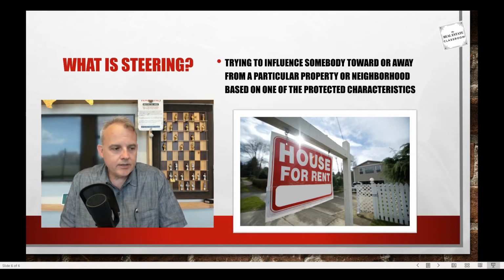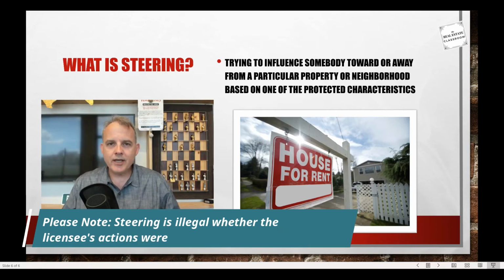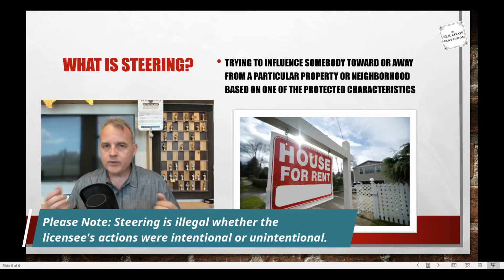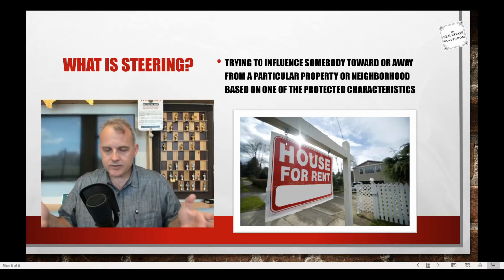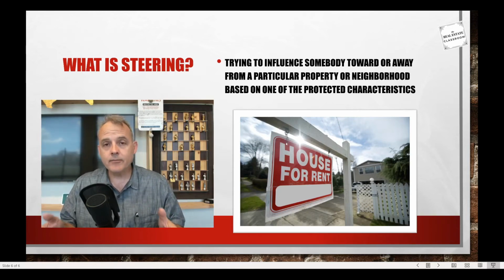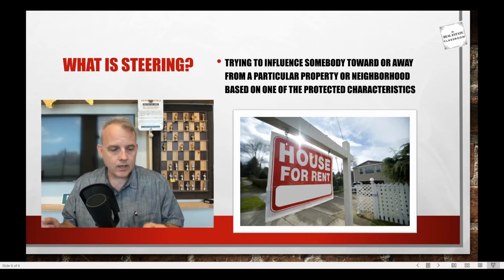And steering is not really uncommon because steering is a situation that happens unintentionally. And many times steering happens with good intentions, but it's still illegal. Let me give you an example of where we would see steering in the sales side of real estate. So I'm in Omaha, Nebraska, and statistically, according to the census, the largest population density of African Americans live north of Dodge Street and east of 120th Street. We call it North Omaha.